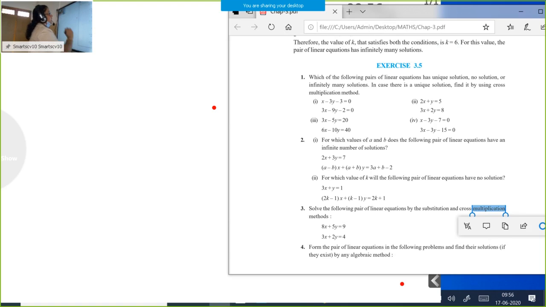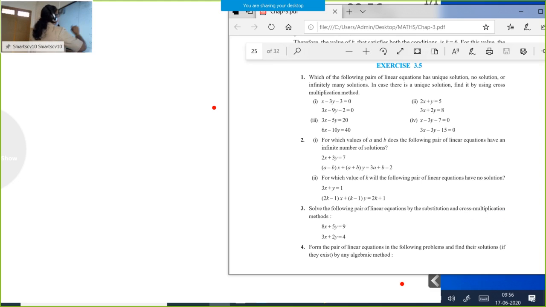Continuing with exercise 3.5, second question, the cross multiplication method. The first question we have already done: which of the following pairs of linear equations has a unique solution, no solution, or infinitely many solutions? In case there is a unique solution, find it by using the cross multiplication method. We already did that, so we pass on to the next question.